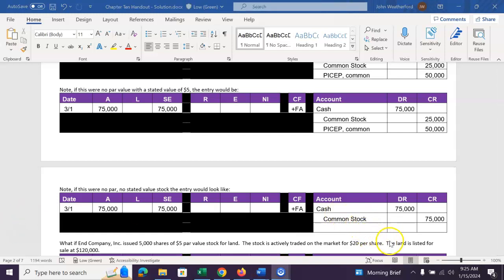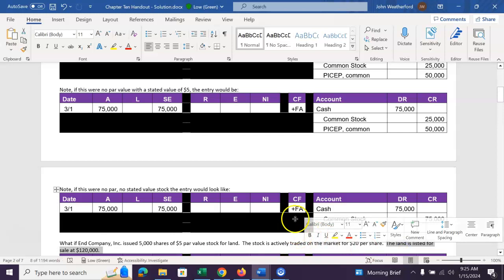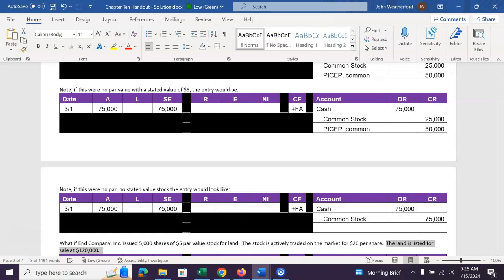Okay, so the first thing I would point out here, the land is listed for sale at $120,000. Well, that's not going to be relevant for us. What someone is asking for a piece of land or for a building, what it's listed at, or the asking price, it's just not objective enough for the accounting record. So that's not relevant for us. That's what I would call just distractor information in the transaction there. So what do we need?